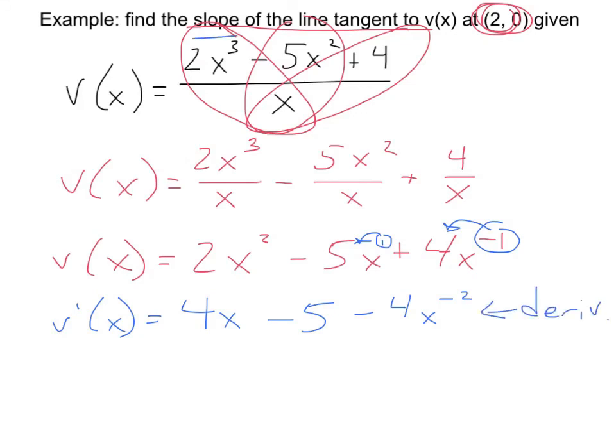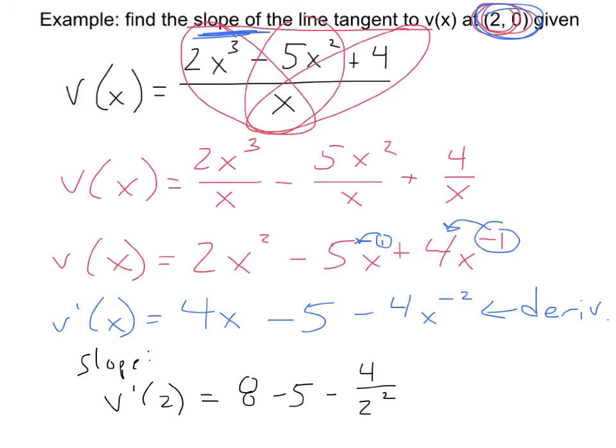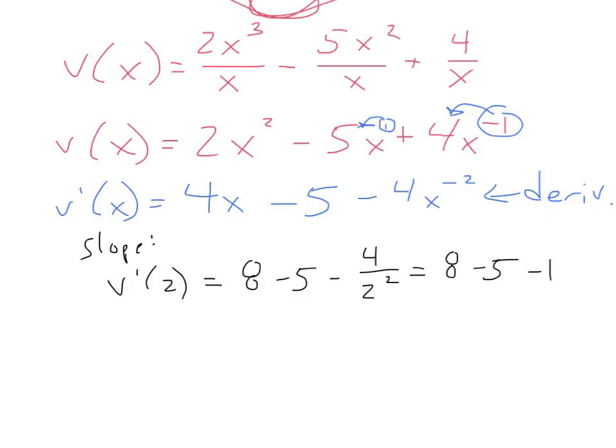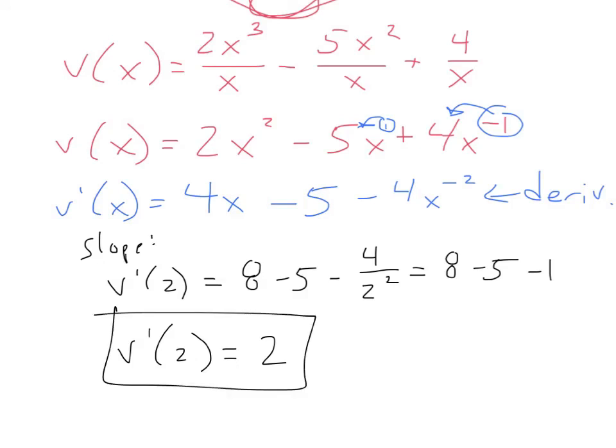The question is, how do I find the slope of the tangent line? Well, I'm supposed to use this thing. So to find my slope, I'm just going to do v prime of 2. That'll give me 8 minus 5 minus 4 over 2 squared. So that's 8 minus 5 minus 1. So it looks to me like my slope, my v prime of 2, ends up being 2. There it is. So that's the slope of the tangent line.